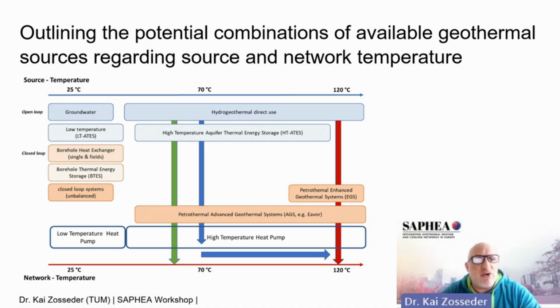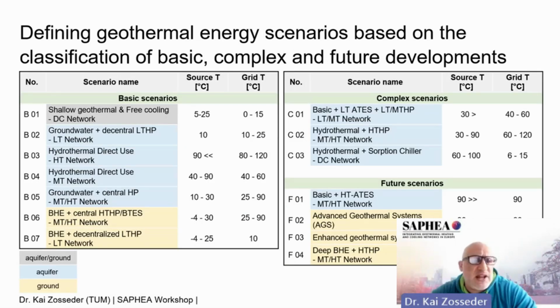And we tried to figure out all sources which exist, all combinations which exist, and what is available. So in the catalog you can find a lot of different scenarios combining different grid temperatures with different source temperatures. And we developed a catalog with basic scenarios, which you see on the left side. If you have a grid with a low temperature and you want to see which geothermal source you can use for it, you can go into the scenario catalog and see what sources are available.